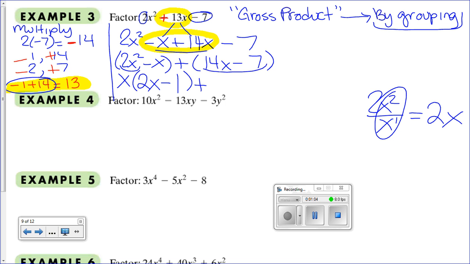What is the GCF here? Is it 7 or 7x? Why is it not 7x? Okay, very good. 7. So we factor out 7 from 14x, we get 2x. Factor out 7 from -7, we get -1.